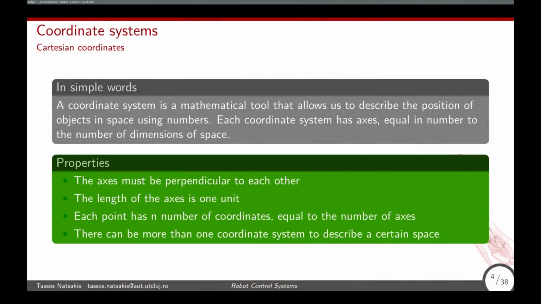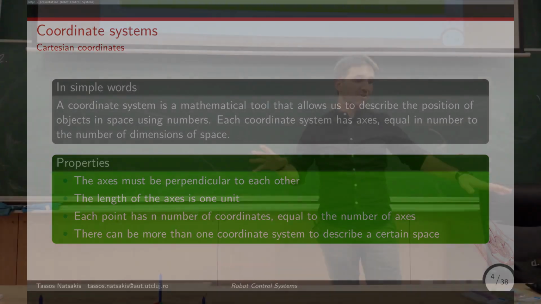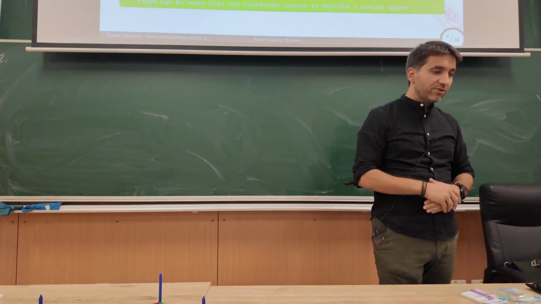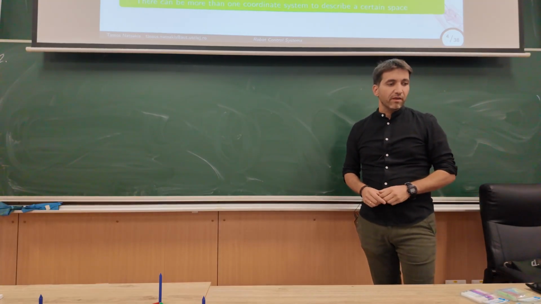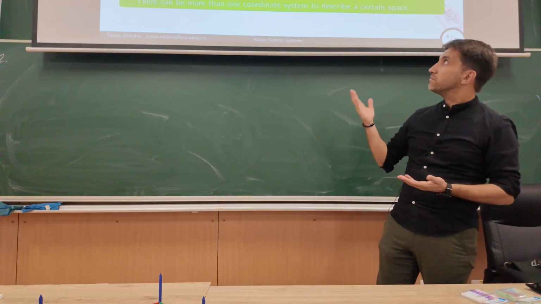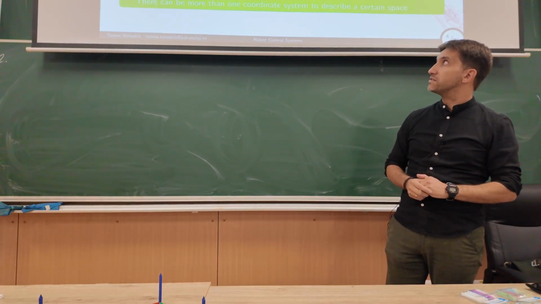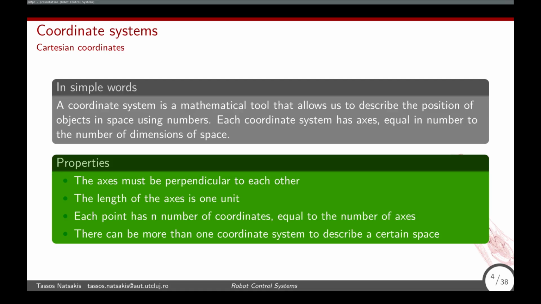Coordinate systems have different axes, and the number of axes is equal to the number of dimensions in the space that we're talking about. Right? We can have one-dimensional space, two-dimensional, three-dimensional, 50-dimensional. I don't know. We're not going to go into that. Up to 3 dimensions in this course. Right? So we're talking about axes. What are the properties? The axes have to be perpendicular to each other. Right? Each axis perpendicular to all the others. The length of the axis we consider to have length of 1 unit. That's arbitrary, but yeah.